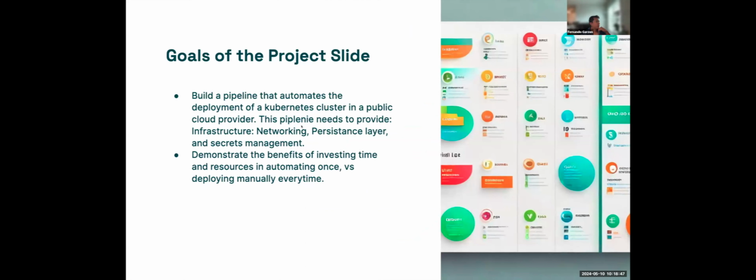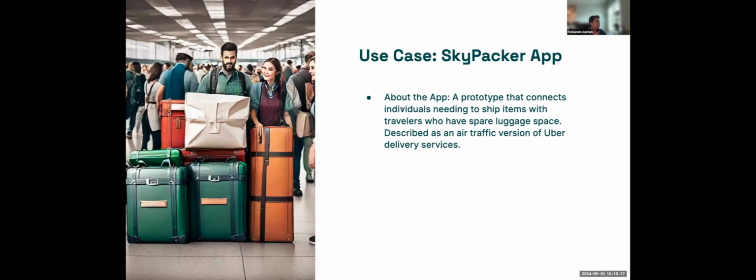Build a pipeline that automates the deployments of the Kubernetes cluster in a cloud provider. This pipeline needs to provide networking, persistence layer, and secrets management, and demonstrate the benefits of investing time and resources in automating just once versus deploying manually. So I did that. I deployed this first manually, and then I deployed this automatically using Terraform, and I'm going to show you a little bit of that later. The use case for this was a very simple, yet innovative app.